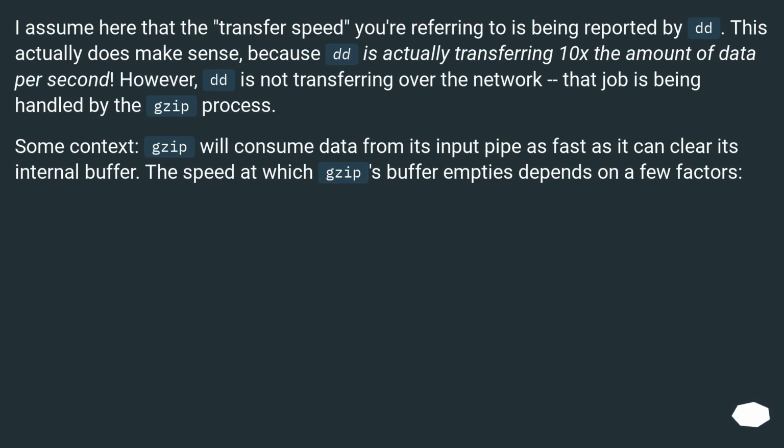I assume here that the transfer speed you're referring to is being reported by dd. This actually does make sense, because dd is actually transferring 10x the amount of data per second. However, dd is not transferring over the network, that job is being handled by the gzip process. Some context: gzip will consume data from its input pipe as fast as it can clear its internal buffer. The speed at which gzip's buffer empties depends on a few factors.